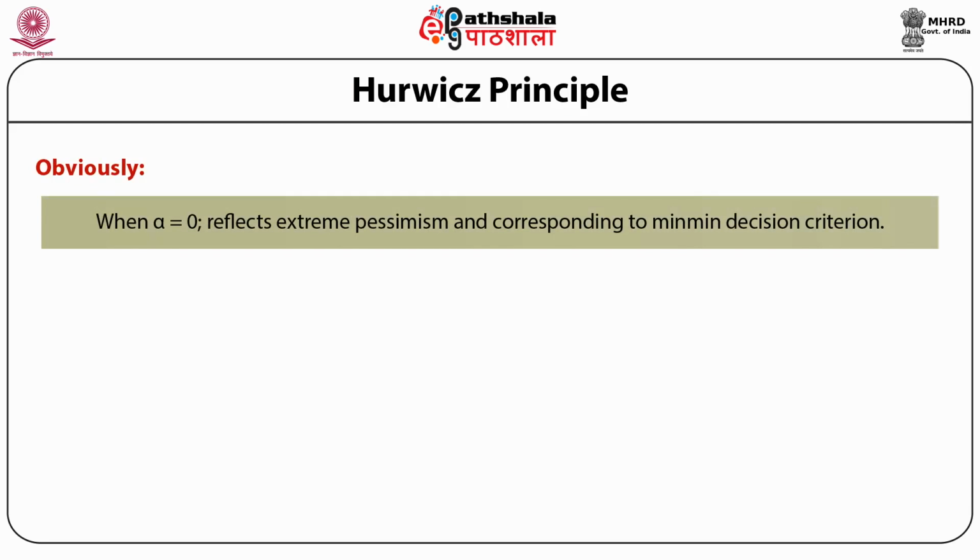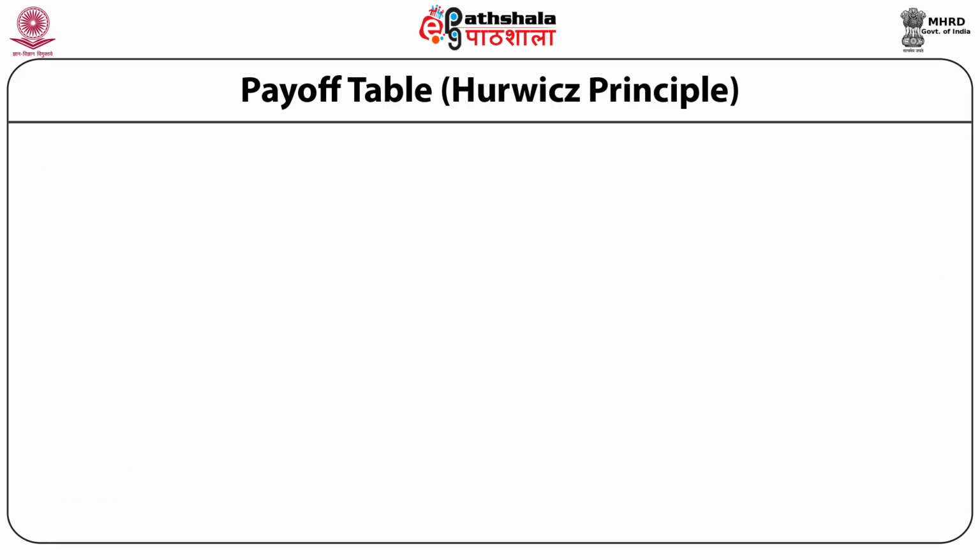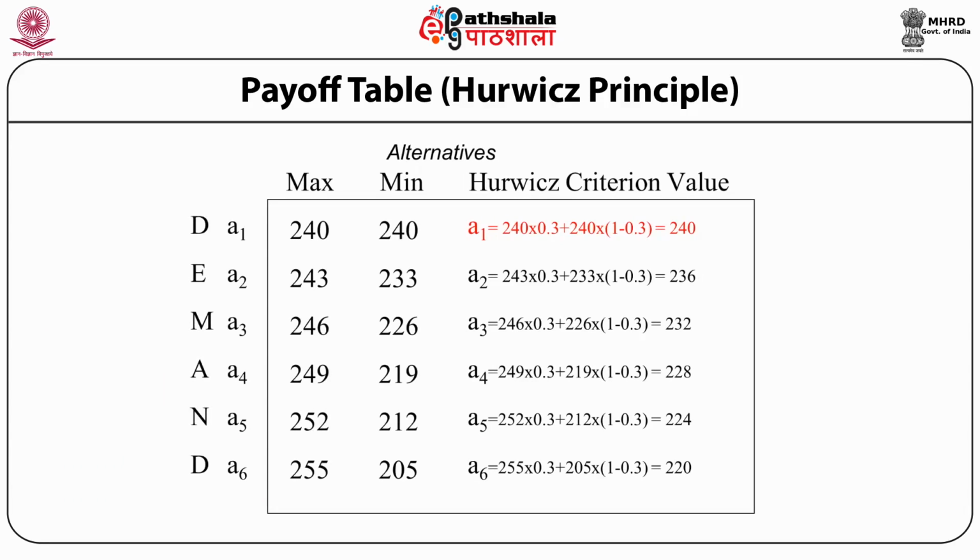Decision maker's level of optimism, that is usually signified by alpha, can be reflected by assigning a value between 0 and 1. Alpha represents degree of optimism and 1 minus alpha would represent degree of pessimism. Now we will see how to prepare the payoff table for the Hurwicz principle.